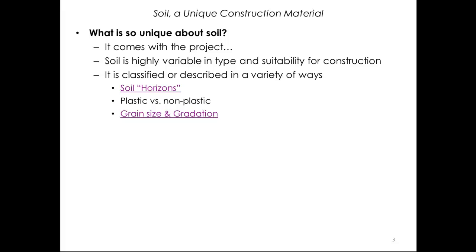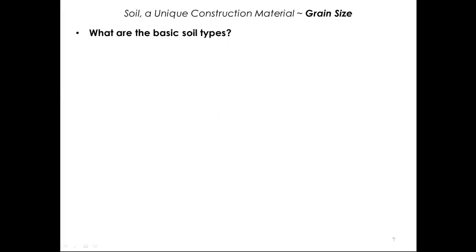Our third classification method is according to the grain size of the individual soil particle. This is significant since there is a wide range of particle sizes, and it's also a useful way to predict a soil's behavior. Let's take a closer look at this. Before we go any further, let's identify the basic types of soils. Here we have the basic types in descending order of grain size.